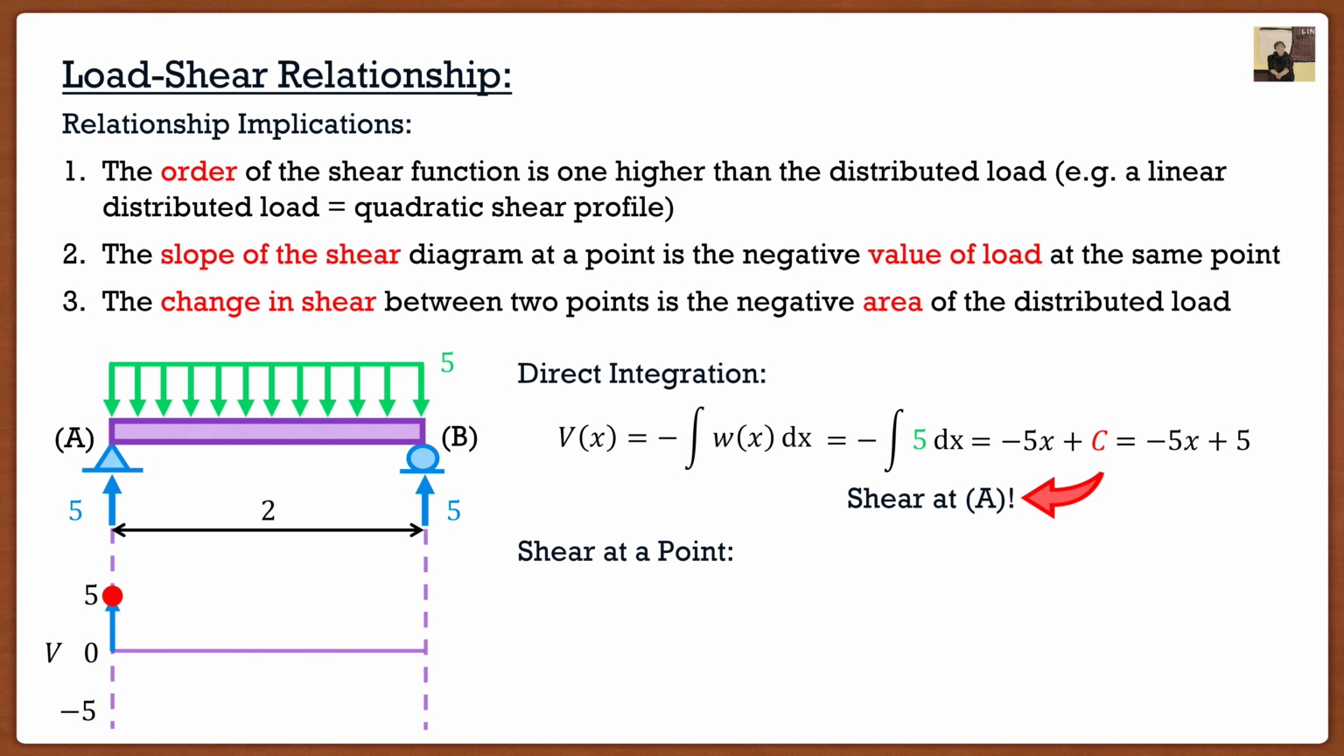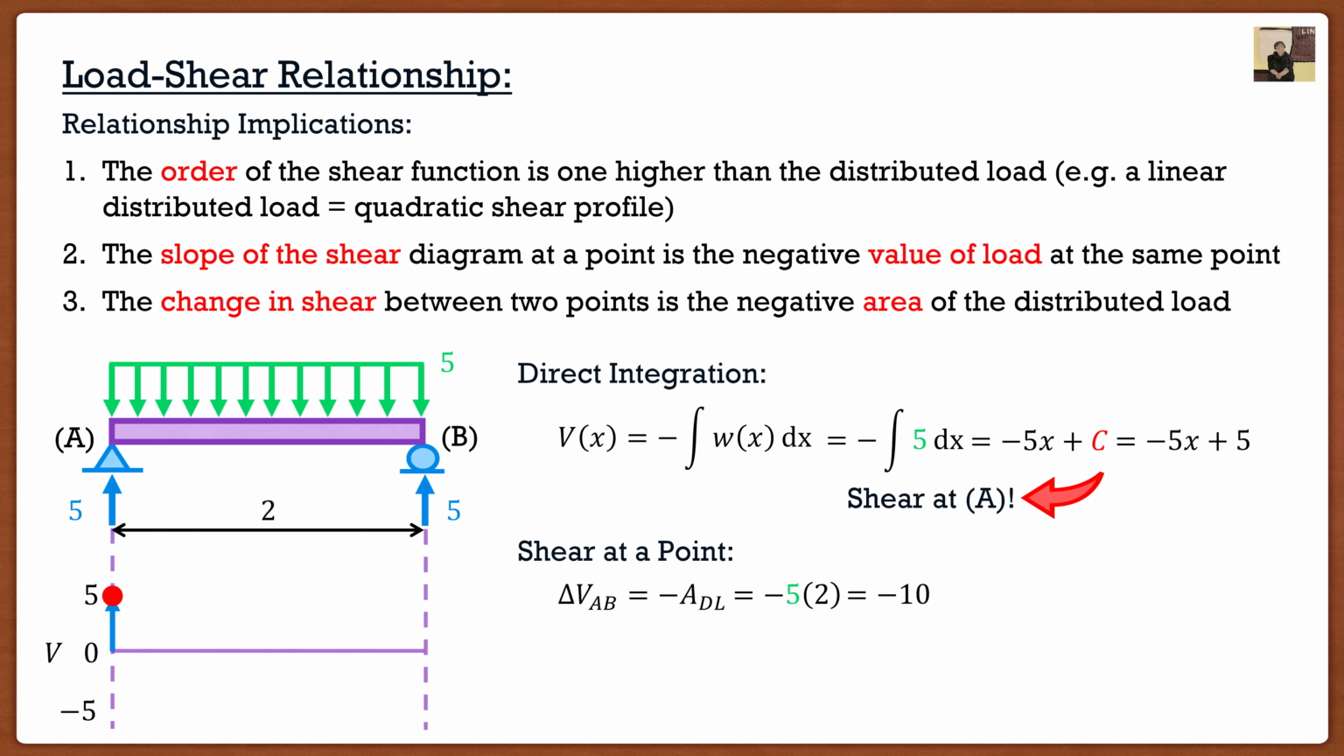And what we did is we said that we can actually find the change in shear between 2 points. So I can say that the change in shear between point A and point B is the negative of the area of the distributed load. If I look at my distributed load, it has an area of 5 times 2. Again, it's a rectangle. The height is 5, the width is 2, and then we have to include that negative sign. So we now know that the change in shear between point A and point B is negative 10.